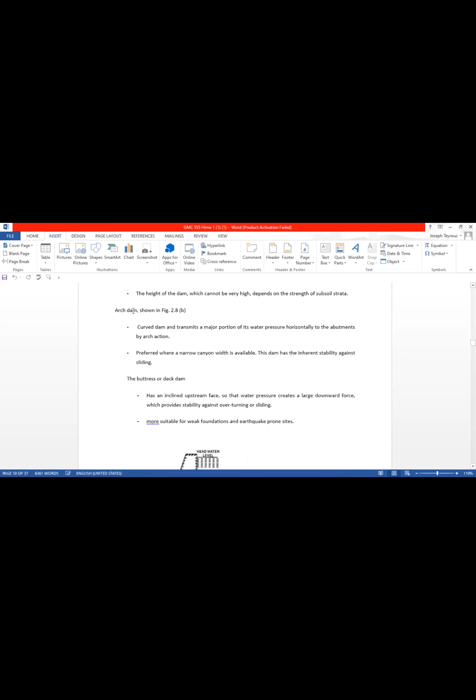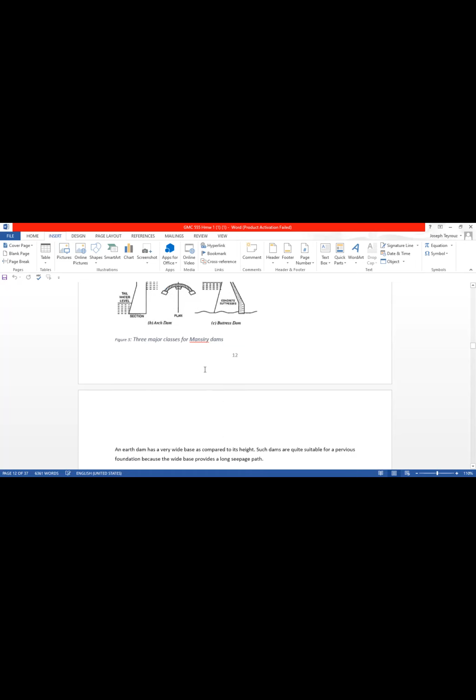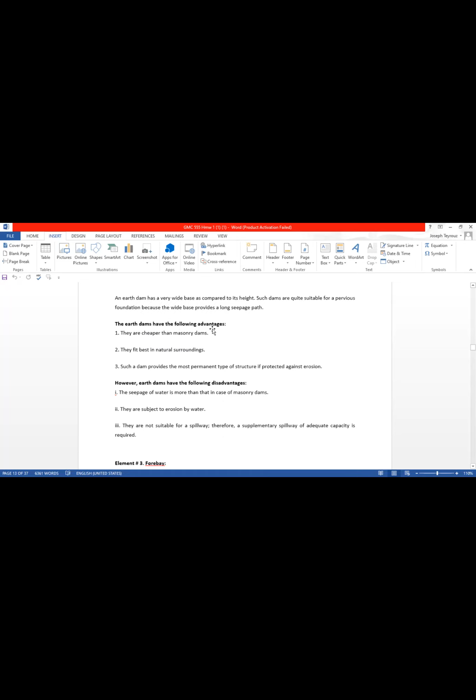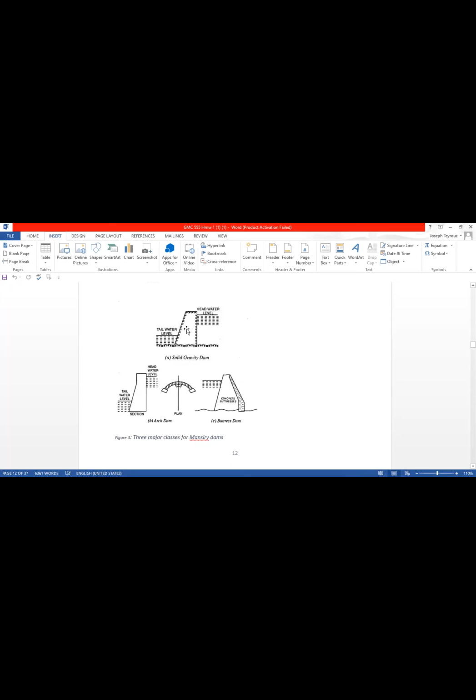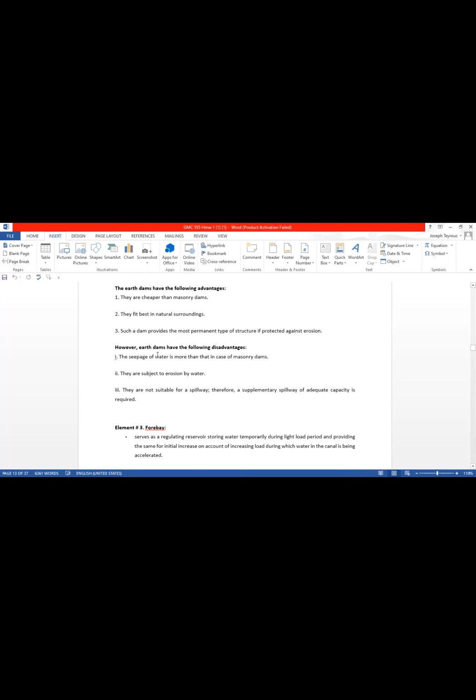We have several types of dam: the arch dam, the buttress, or deck. Here are examples. This is the buttress, this is the arch dam, and this is the solid dam, and we explain the difference between each one of them. For example, the earth dam, this one. It could be cheaper than a masonry dam. It fits best in natural surroundings, and it's the most permanent type of structure if protected against erosion. The earth dams also have disadvantages. Each one of them has advantages and disadvantages.